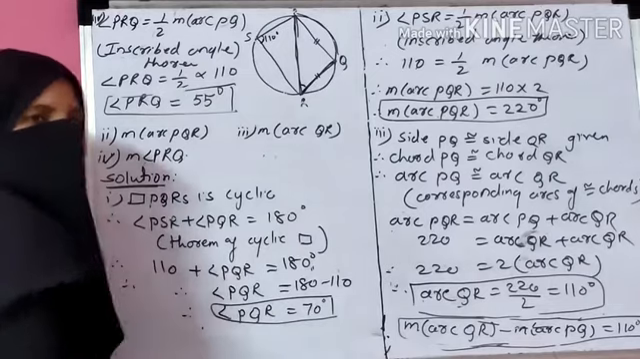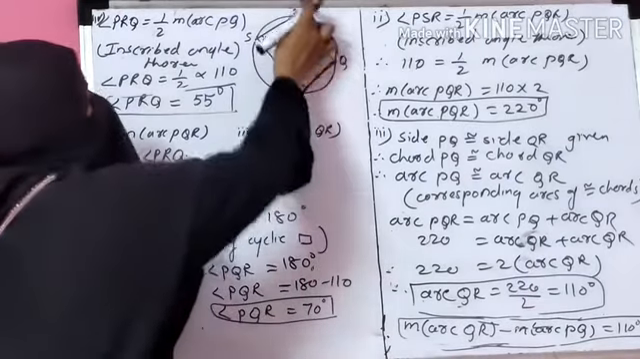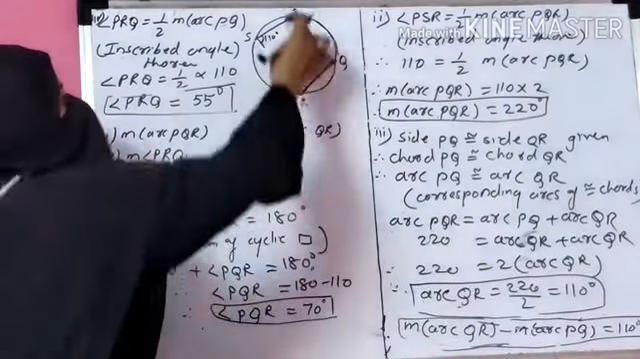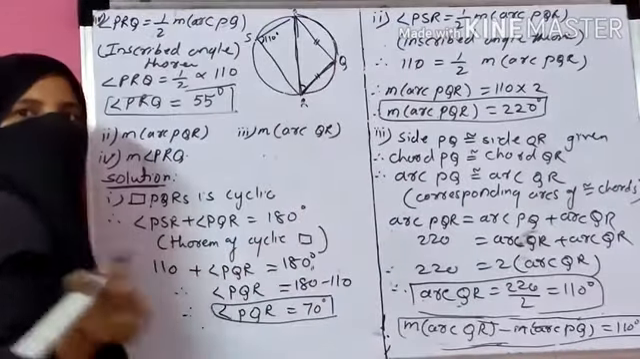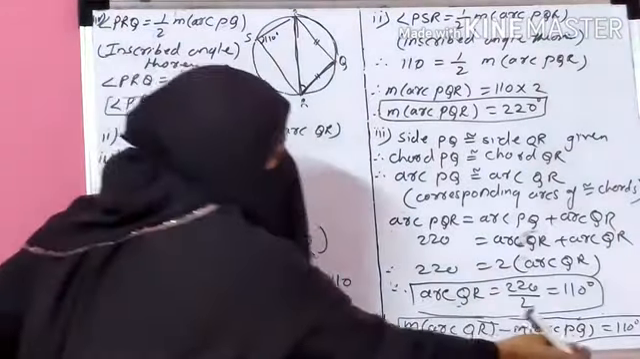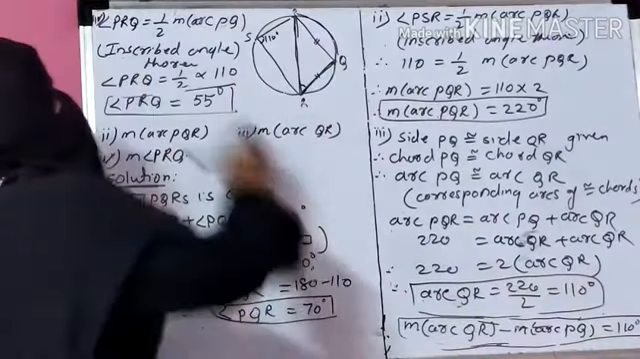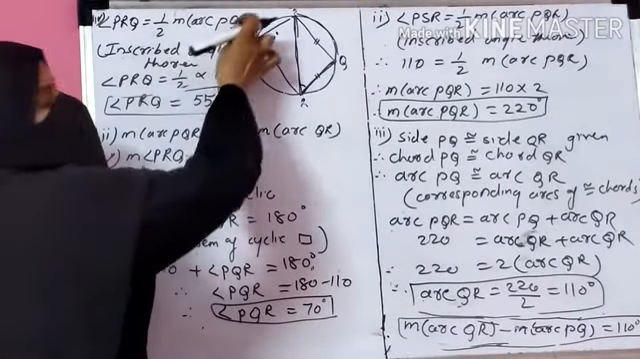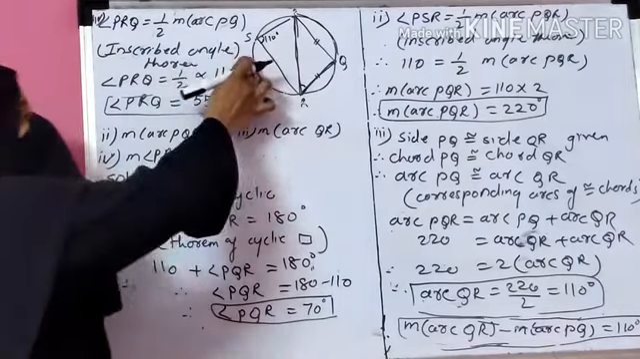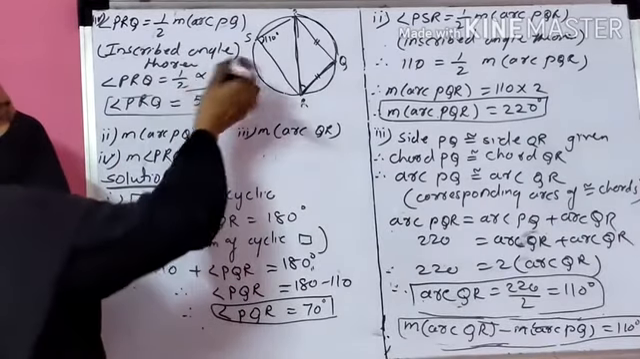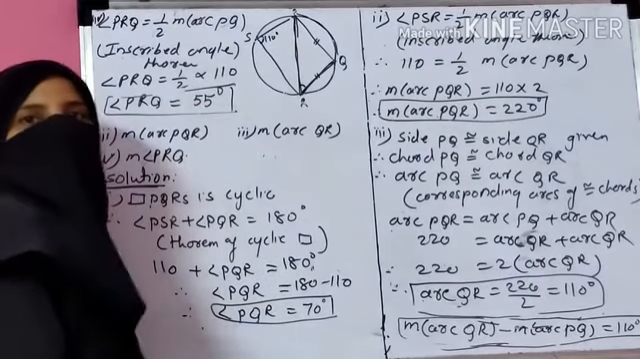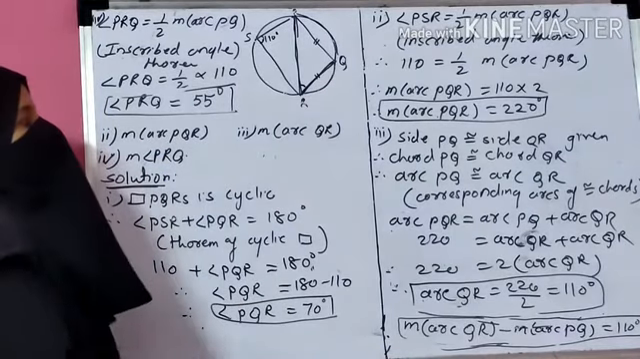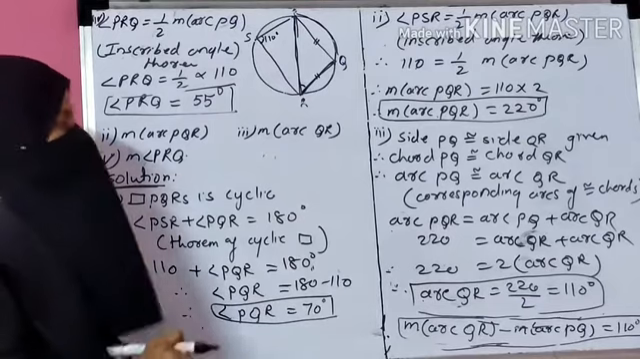This is your formula. Once again, see here: angle PRQ is the inscribed angle and PQ is the intercepted arc, and the value of arc PQ is 110. So angle PRQ is half of PQ by the inscribed angle theorem. So angle PRQ is half of 110, that means 55 degrees. Got it? Here you find all the four values.